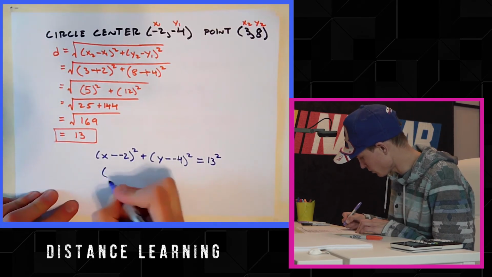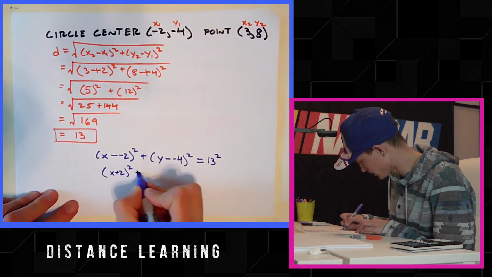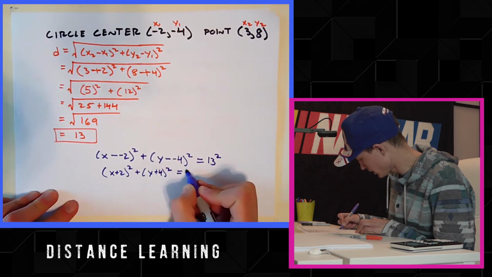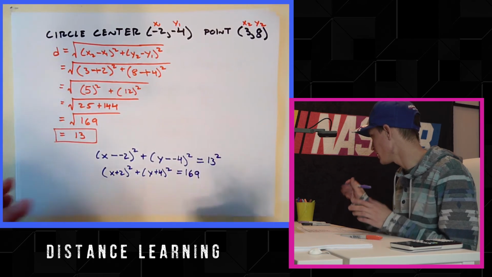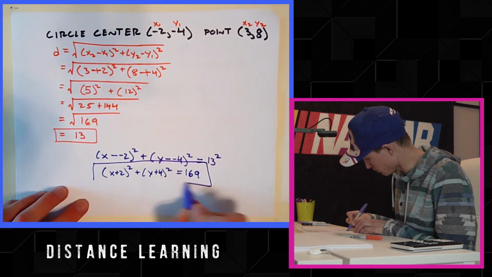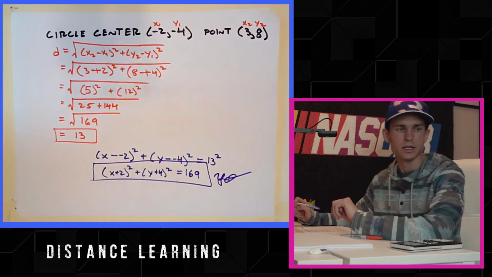And you don't want to leave it like this. So simplify it. (x plus 2) squared plus (y plus 4) squared equals 169. And am I correct? I am. Give yourself a nice box. Right, yo, because that was a gangsta hard problem.